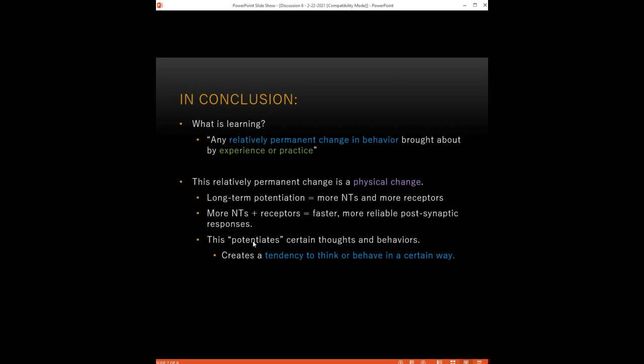What we're talking about is that long-term potentiation potentiates certain thoughts and behaviors, which is just a fancy way of saying that it creates a tendency. If a connection within your brain is potentiated, that means that you will very easily and readily do it. If in your mind you have a connection for how to play the guitar, then when you go to play that guitar, it's going to happen very naturally. You're going to have a tendency to already be able to play that guitar in a certain way. If we think back to previous lectures, we have seen this tendency before. We called them heuristics, we called them cognitive biases. It's the same thing.